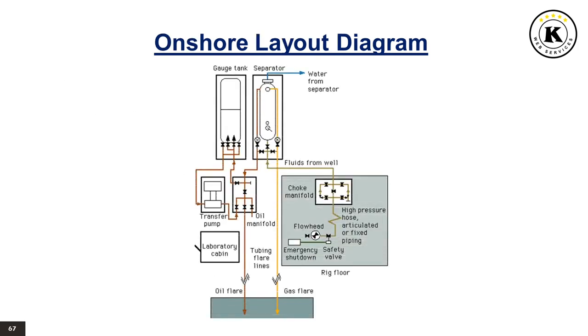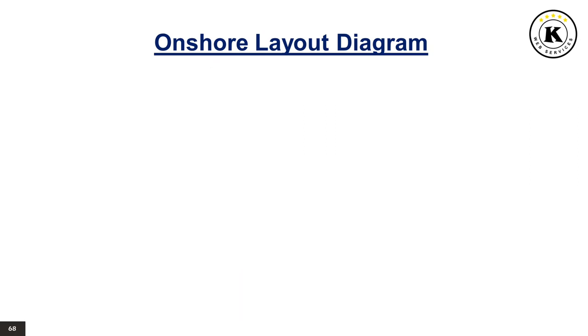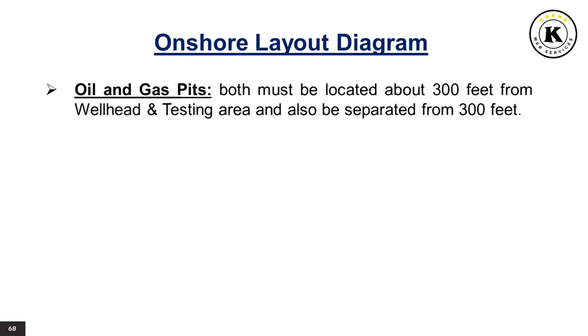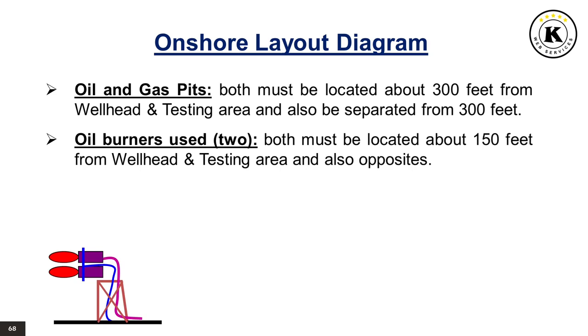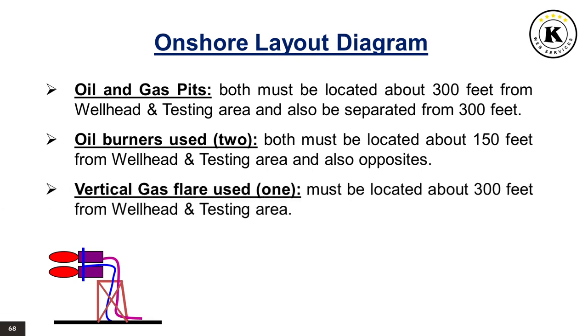Onshore layout diagram. In an onshore layout diagram, the oil and gas pits both must be located about 300 feet from wellhead and testing area, and also be separated by 300 feet. The oil burners used are two, both must be located about 150 feet from wellhead and testing area, and also opposite. The vertical gas flare used, generally one, must be located about 300 feet from wellhead and testing area.